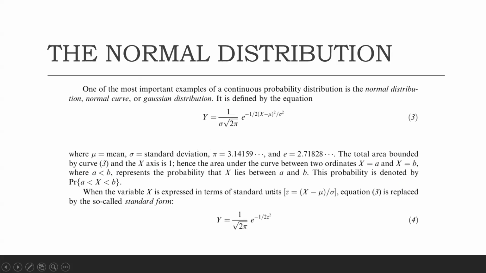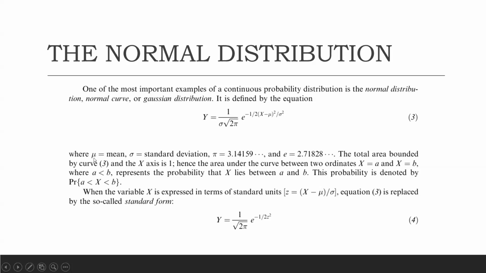Okay. The second concept is the normal distribution. This is also another distribution. One of the most important examples of a continuous probability distribution is the normal distribution, the normal curve, or Gaussian distribution. It's defined by this equation. This is a very big equation, but if you clarify the elements and constant values in this equation, it will be very easy.